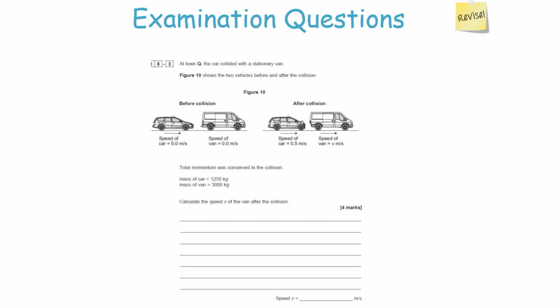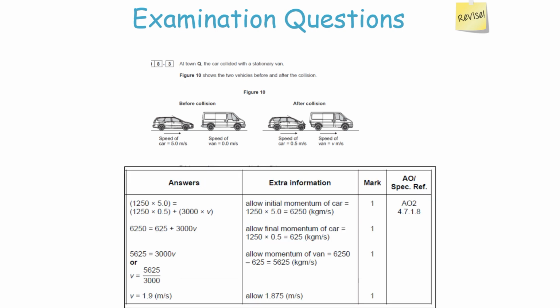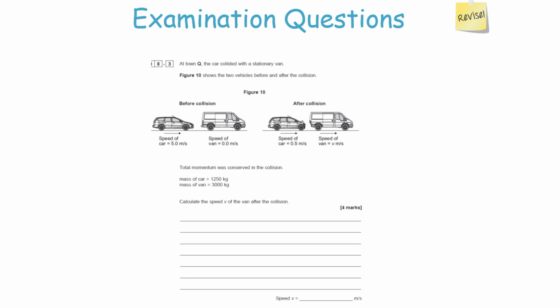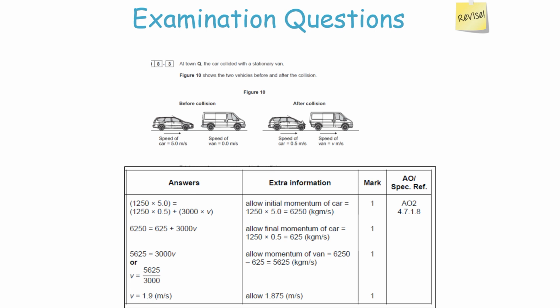Right, so how do you answer this question? Well, you've got to say the total momentum before equals the total momentum afterwards. So let's write our equation for the total momentum before. The total momentum before is going to be the speed of the car, which we know is 5, times the mass of the car, which the question tells us is 1,250. So we do 1,250 times 5 plus the speed of the van, which is 0, times the mass of the van, which is 3,000 kilograms. So we do 1,250 times 5 plus 3,000 times 0, which is 0, is equal to the values afterwards.